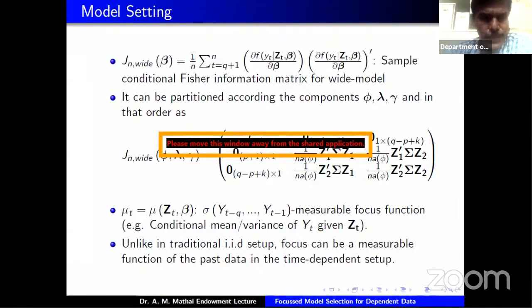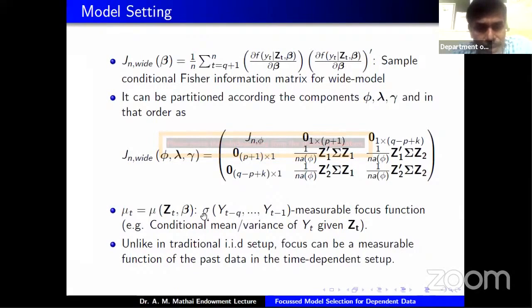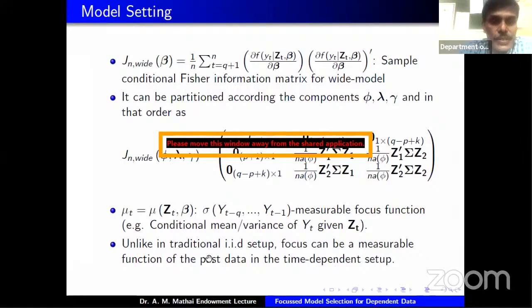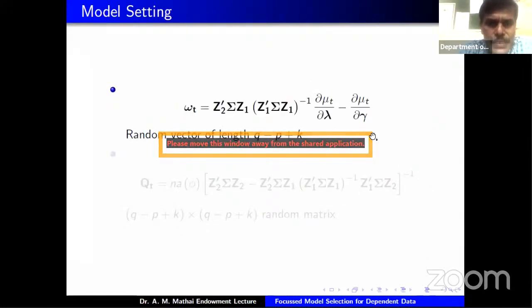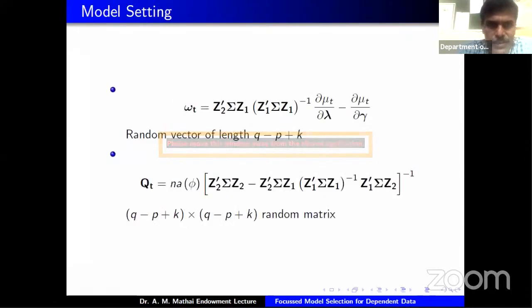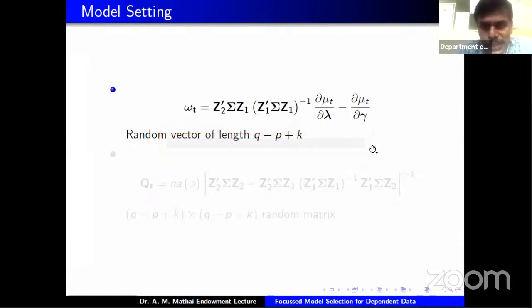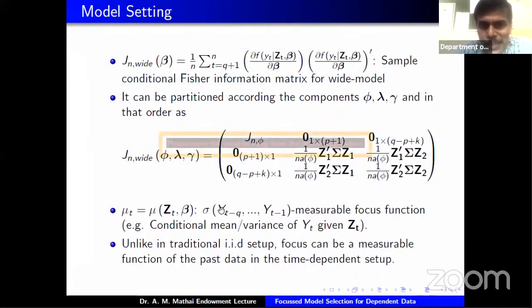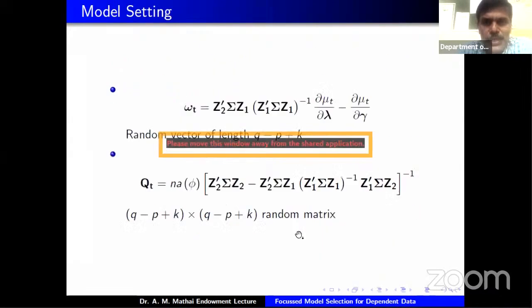Okay, so you have this measurable focus function, which you can select. Now, when you are in a logistic type of setup, you may be interested in various different odds ratios, or different types of parametric functions of interest. Unlike in the traditional IID setup, focus can be a measurable function of the past data in the time-dependent setup. All of you know, I already mentioned that in the case of time-dependent or time series data, conditional expectation can be a quantity of interest. The rest of the calculations involve the usual asymptotic theory, which I'm not getting into in detail. As I told you already, it is all based on getting this particular one. So I'm skipping all those details.